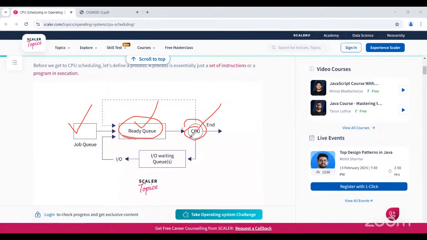In the CPU scheduling, if it is performed, then the process will execute and finish. If it is not performed, it goes to the waiting state. You see, this is the waiting state. From the waiting state, it goes to the IO module, and once it gets the IO confirmation, IO meaning input output confirmation, it goes back to the ready queue.